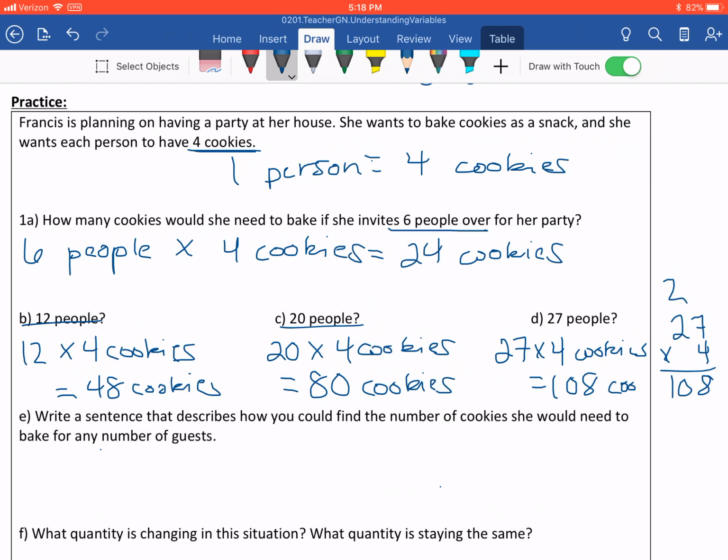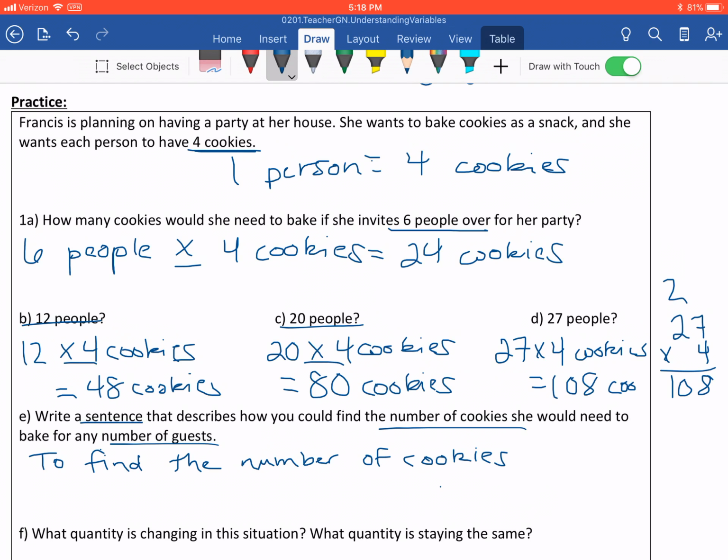All right, next part. Just like before, write a sentence that describes how you can find the number of cookies she would need to bake for any number of guests. So to find the number of cookies, I'm going to go back and look up. What did I do each time? Well, it looks like I did the same thing on all of them. I multiplied the guests by 4.